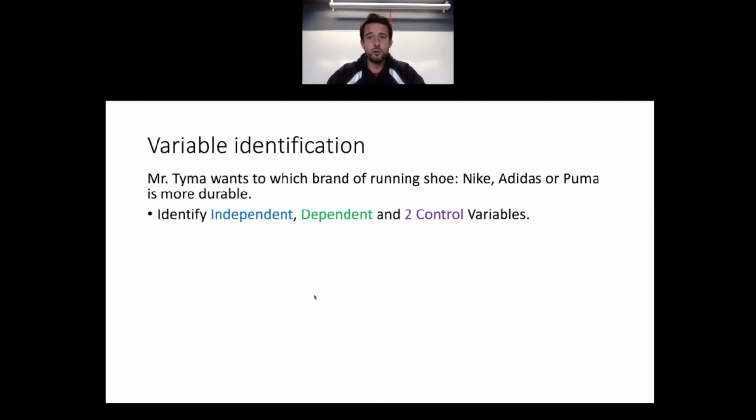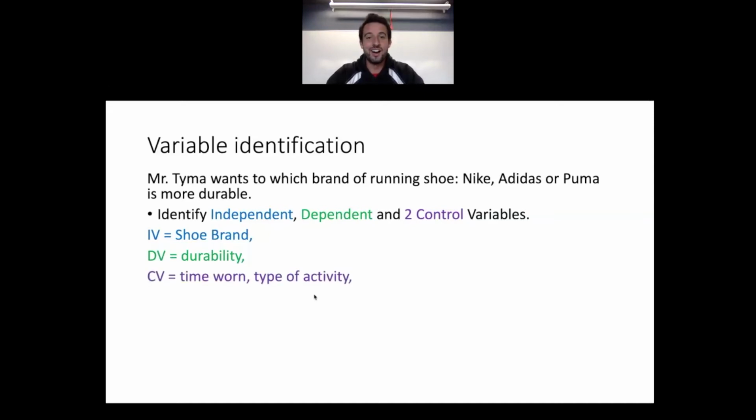Okay, Tima's looking for new running shoes. Wants to know which one is more durable. The independent variable is the shoe brand, right? Because he's looking at Nike, Adidas, or Puma. And then the dependent variable is durability. That's what he's measuring in his experiment. You ready for the controls?